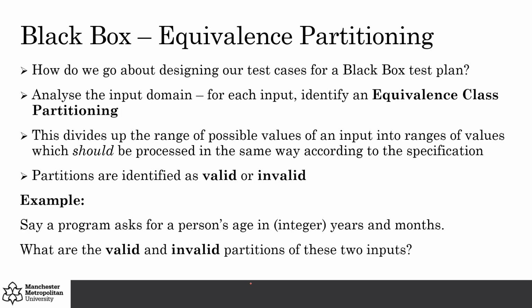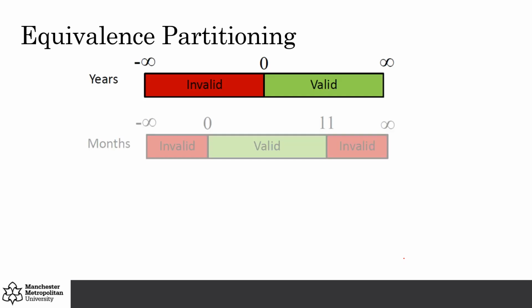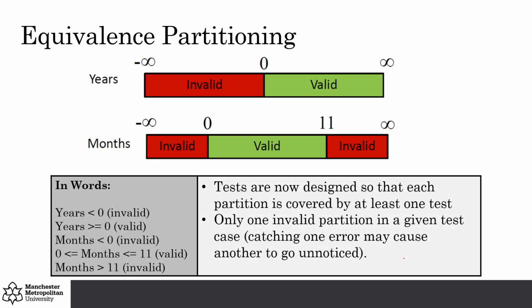So for example, say you have a program which asks for a person's age in integers, years and months. Let's say in this example we're asking for a person's years and months in order to vote in an election. What would be the valid and invalid partitions for those 2 inputs? So let's have a look at this. So the invalid partition for years should be anything less than 0.